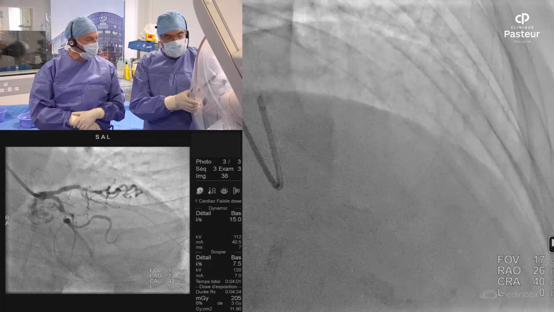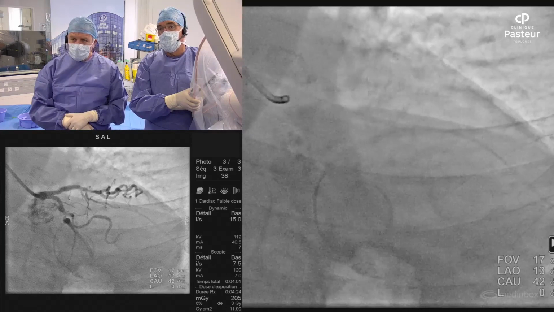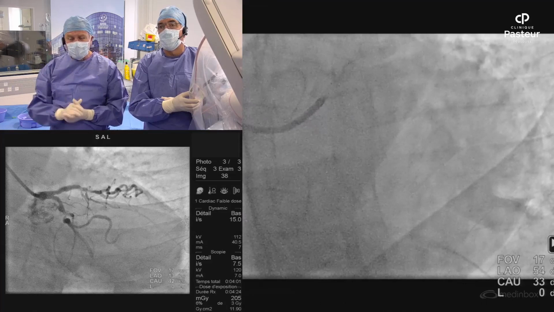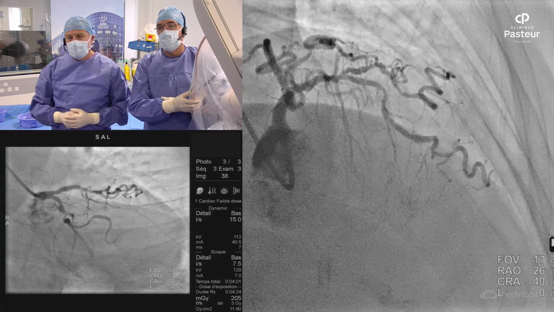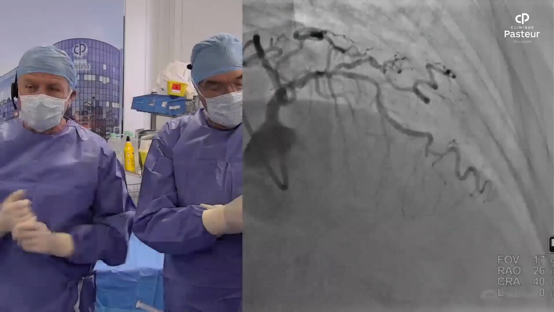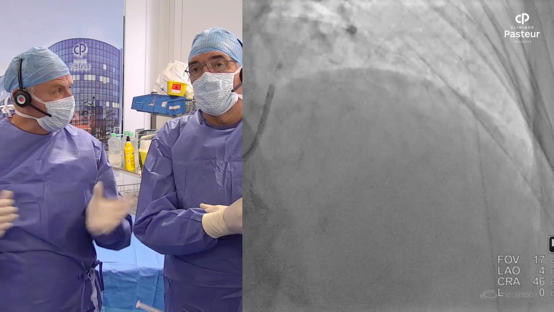Okay, and for the LAD? For the LAD, I think that we will follow a little bit the same. We will wire the LAD and wire the diagonal, both. Personally, I will not treat the diagonal. I will try to keep it medical. I will not touch the diagonal, even the second portion of the diagonal.